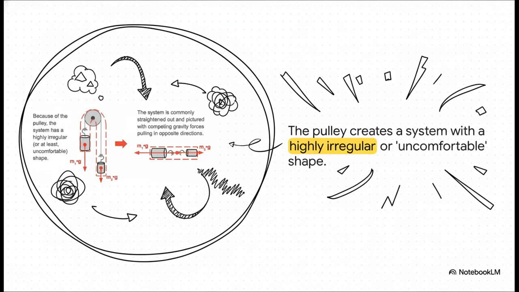When you first look at it, trying to figure out the motion is, well, it's awkward. The forces are all over the place. One mass is being pulled down on the left, the other is being pulled down on the right. The original source I looked at called it an uncomfortable shape for analysis. And I think that's the perfect description.